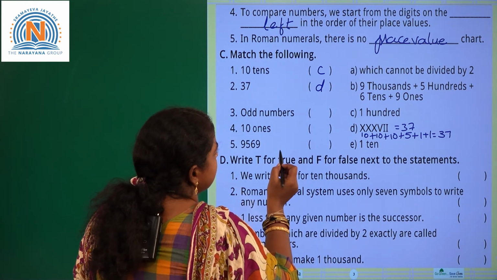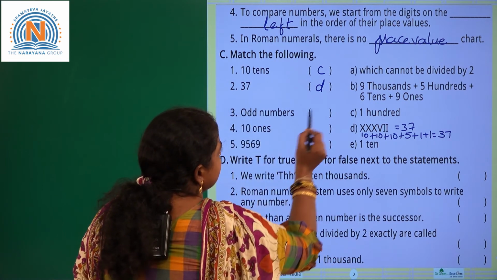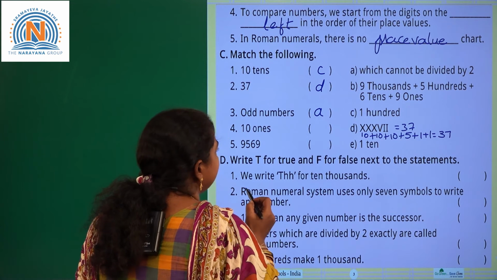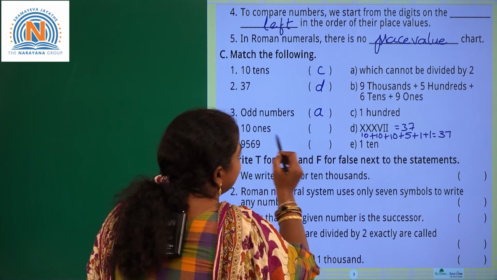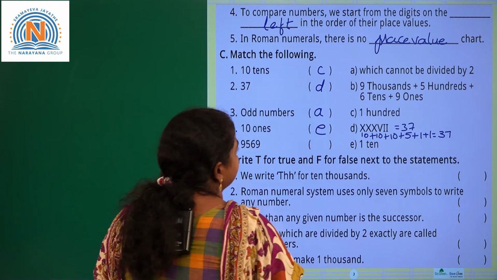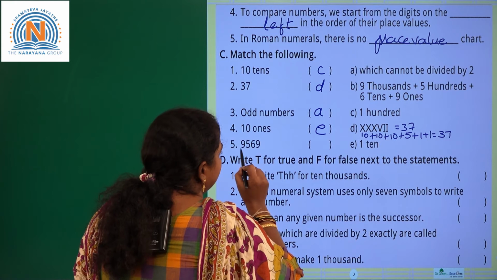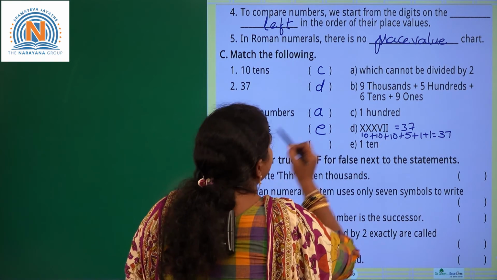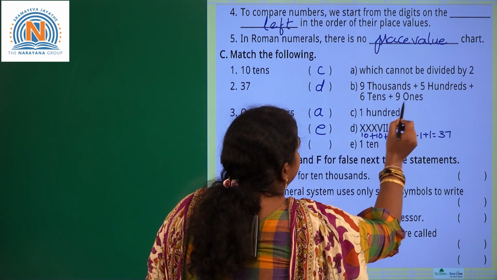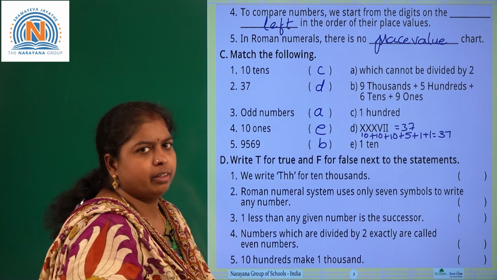Next, odd numbers which cannot be divided by 2. So, choose option A. 10 ones. 10 ones make 110. So, choose option E. 9569. What is the expanded form for this? 9000s plus 500s plus 6 tens plus 9 ones. So, choose option B. Okay.